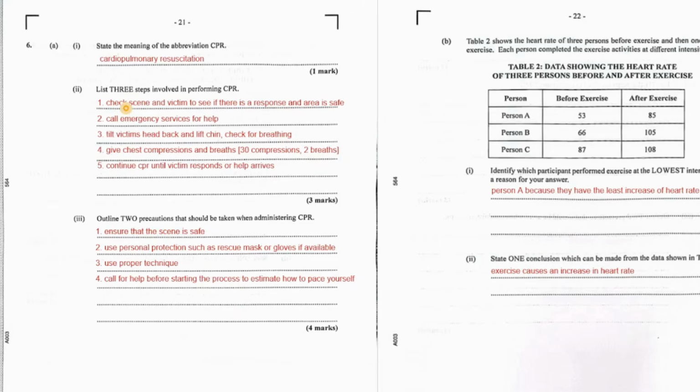Number 2. List 3 steps involved in performing CPR. Now, they didn't say to list it in order. They didn't ask you to list all of the steps, just any 3 in any order that you could remember. You put that down and you'll get 1 mark for each that you put. So I just put it in order and I put all of the steps.